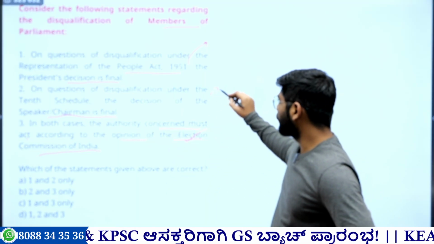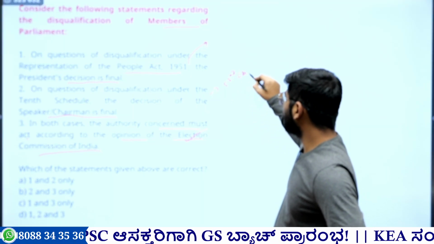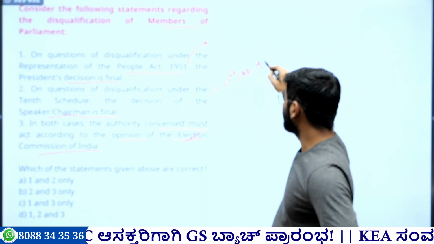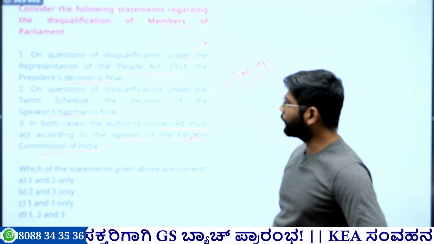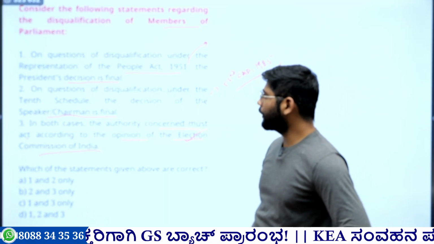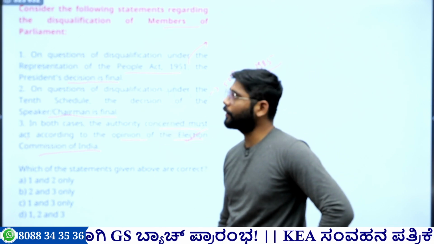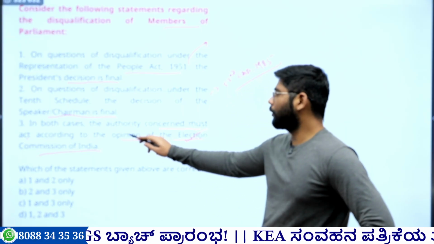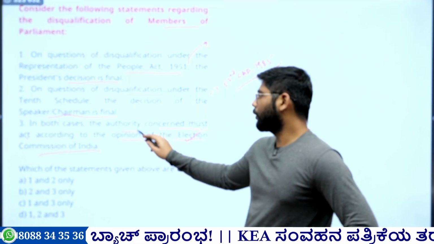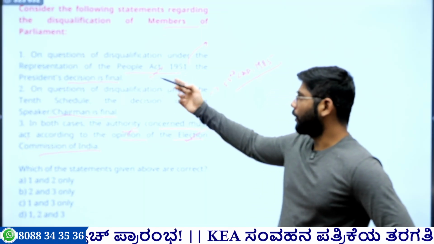It is the 10th Schedule, included after the 52nd constitutional amendment in 1985, and at the same time they enforced the Anti-Defection Act in 1985. This act empowered the chairman and speaker to take the final decision on disqualification of a sitting member of parliament. But in that case, they are not obliged to take the opinion of the Election Commission. Means not in both cases, only one case.